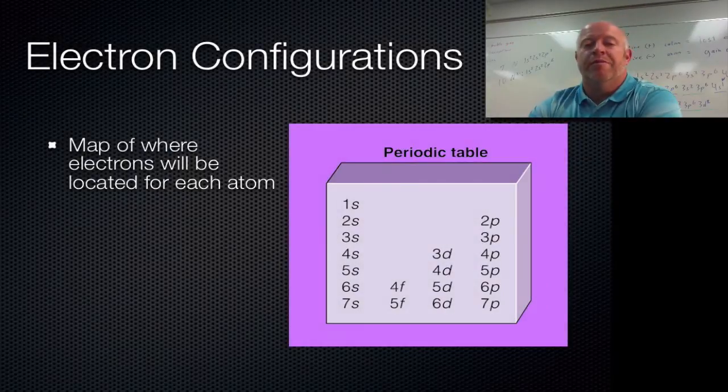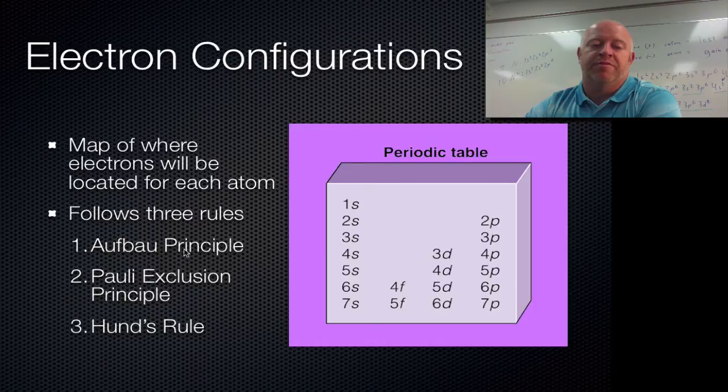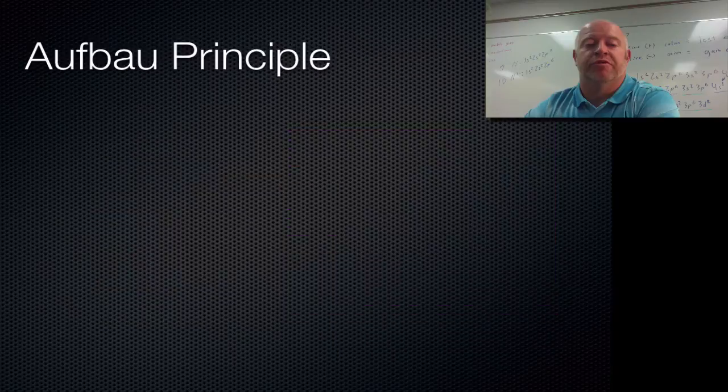And the way that we map that out is something called electron configurations, okay? Within electron configurations, there are actually 3 rules that we have to follow. Those 3 rules are the Aufbau Principle, the Exclusion Principle, and Hund's Rule. We're going to go through those 3 rules in this video, and then we're going to break again and have a video that gives us a little more detail on how to actually do them, okay?